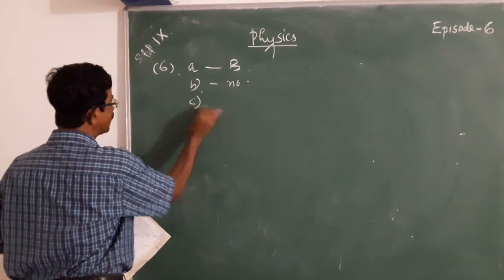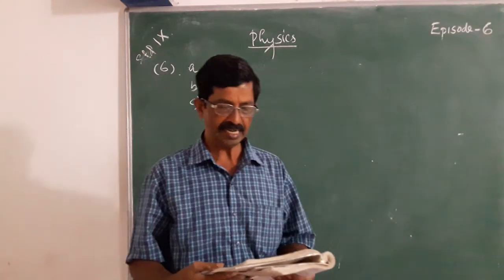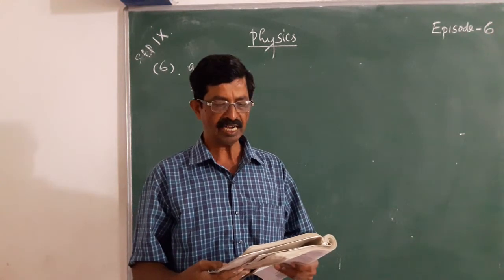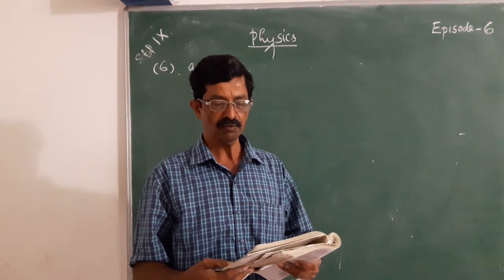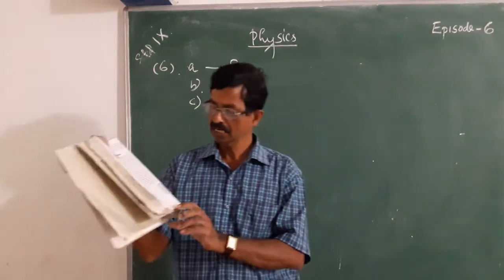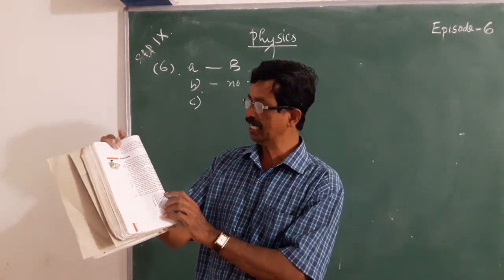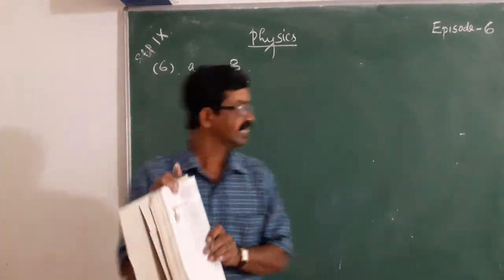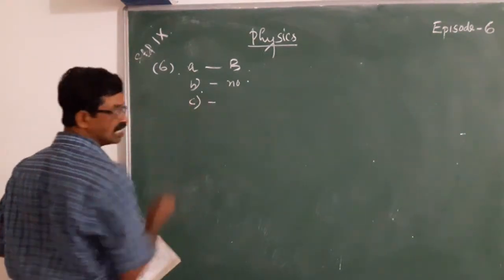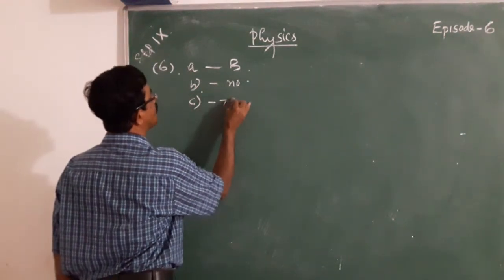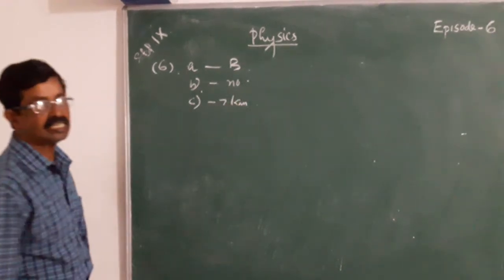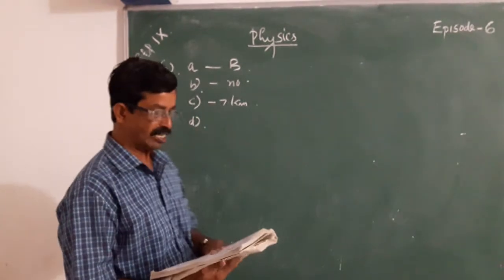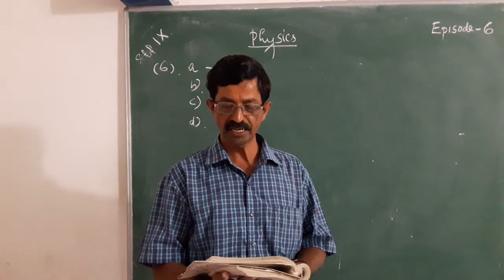Then question C: how far has C travelled when B passes A? That means how far has C travelled when B passes A? B is passing, see here, B and A are passing at this point. Then C is here. C is here means nearly, not reaching 8 kilometers, so we can take it approximately 7 kilometers. It is 7 kilometers.